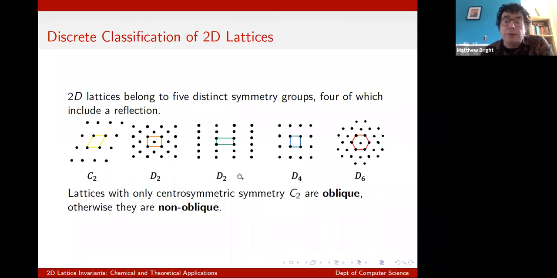Then we go up to a couple of rectangular groups, whose symmetry group is isomorphic to the symmetries of the rectangle, either centered or primitive. And then you've got squares, and you've got the hexagon, which is in a sense the maximal symmetry you can have for a 2D lattice. Just some terminology we'll use throughout, because it's generally accepted: if you've only got central symmetry in your lattice, then you've got an oblique lattice. Everything else we'll call non-oblique, which is the technical term.